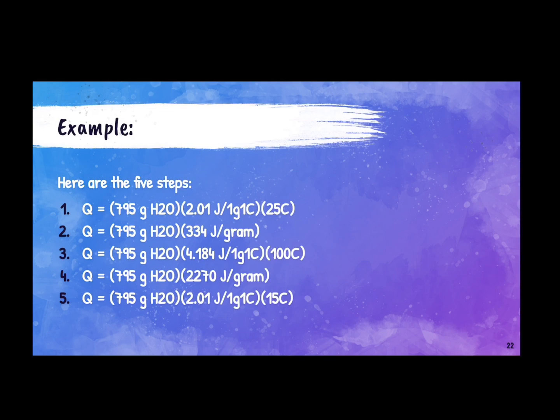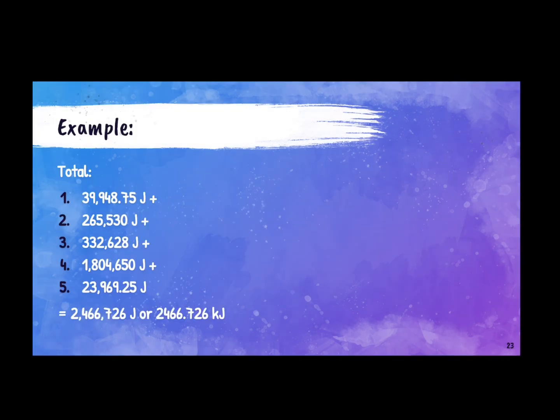So when you do all that math for each one, you get these numbers. Make sure you copy these down if they're not already. And then you should add them up to get a total. If it's in joules, it would be 2,466,726 joules. If you ever needed to convert that to kilojoules, you could do that as well. So lots of steps, lots of math.